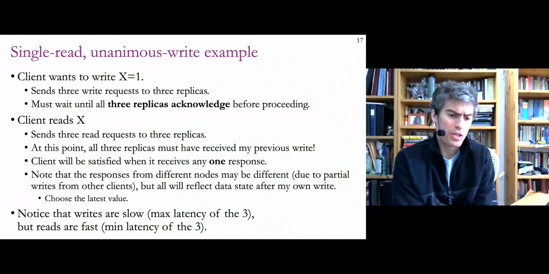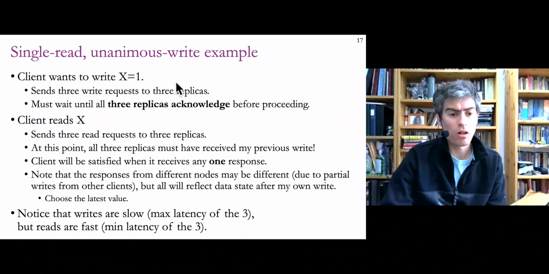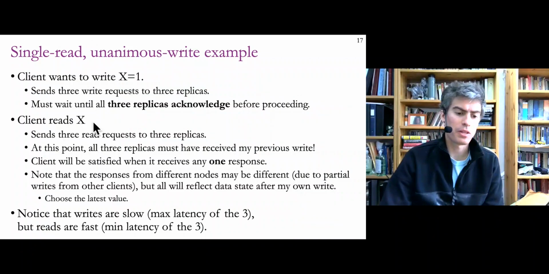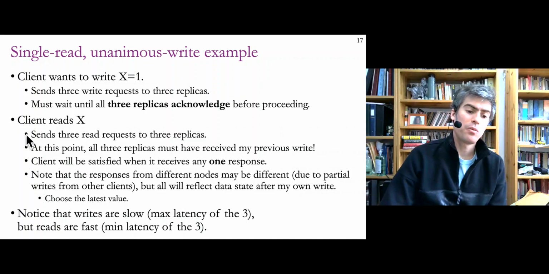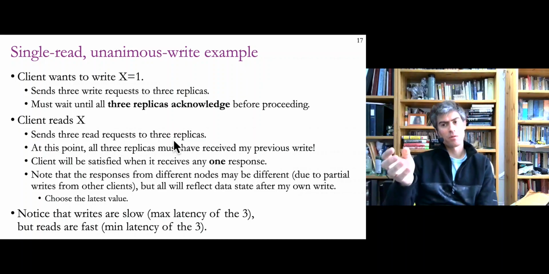The other example, which I think is a little simpler, is single read unanimous write. So this is writing all, reading 1. This is again showing the read after write client. We want the client to read their own writes. First, the client writes, in this case, has to wait for all 3 to acknowledge. And at that point, when the client reads, it still is going to send the read request to all 3 replicas. It does that for performance reasons.